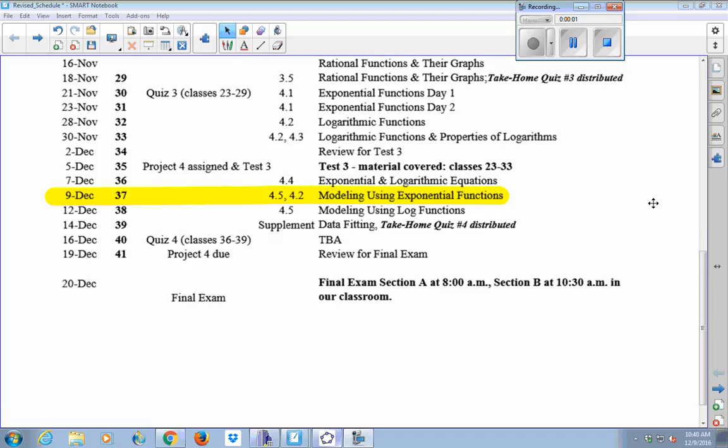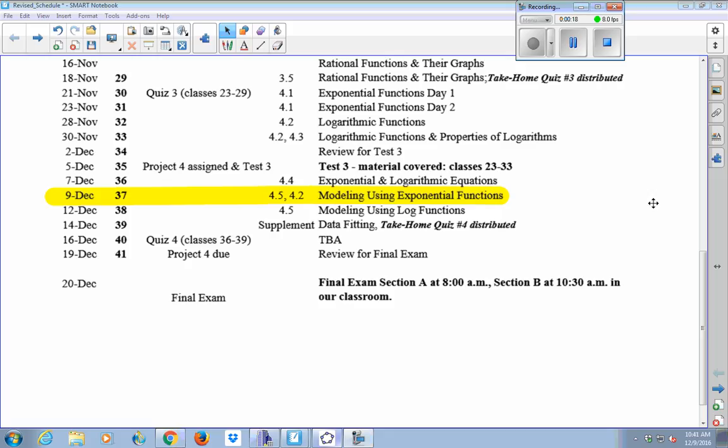material today because it's a lot of stuff and I want you to have time to work on your activities. So we're on schedule, unfortunately. I mean, good for us, but unfortunately my other class is a class behind. But today we're going to cover modeling with exponential functions.